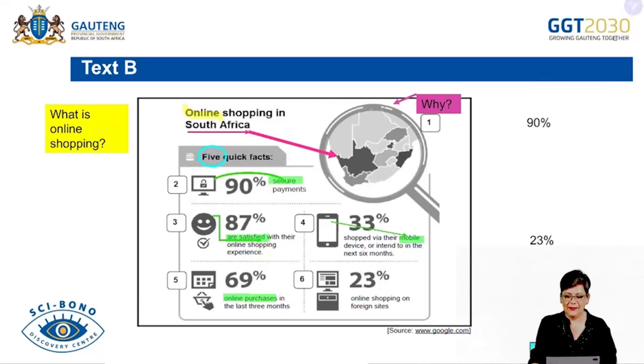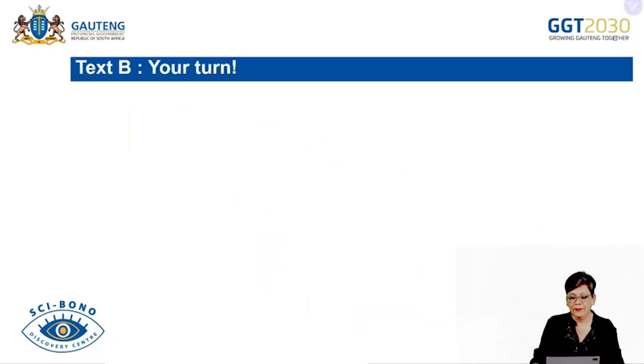So you can see each time there's a picture and it's connected to some of the words in the text. Now, obviously, what you should have noticed is that 90% is your top percentage, and it goes down all the way to 23%. Right. So you start at 90% and work your way down. 90% secure payments, 23% is shopping on foreign sites. So just keep that in mind. Now it's your turn.